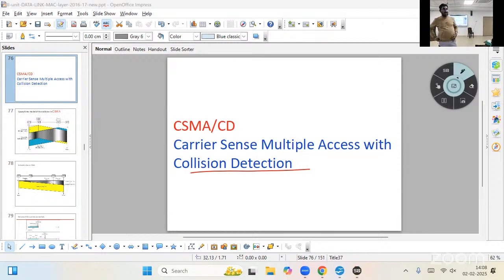We need to detect. What is the CA? Collision avoidance. Collision avoidance means we need to avoid the collision. For example, frames are transmitting from source to destination. To avoid the collision, we need to follow some mechanism.